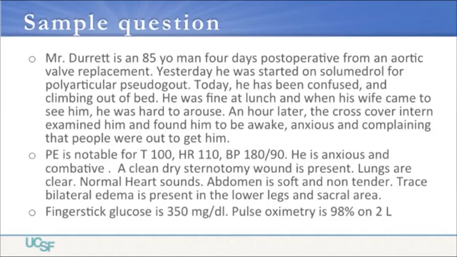He was fine at lunch, and when his wife came to see him, he was hard to arouse. An hour later, the cross-cover intern examined him and found him to be awake, but anxious and complaining that people were out to get him. His physical exam is notable for a temperature of 100, a heart rate of 110, a blood pressure of 180/90. He is anxious and combative. A clean, dry sternotomy wound is present. Lungs are clear, heart sounds are normal, abdomen is soft and non-tender, and there's a small amount of edema in the lower legs and sacral area. His fingerstick glucose is 350 milligrams per deciliter, and pulse oximetry is 98% on 2 liters.